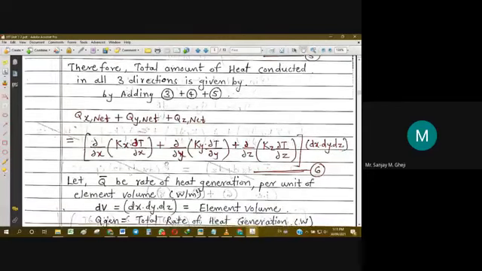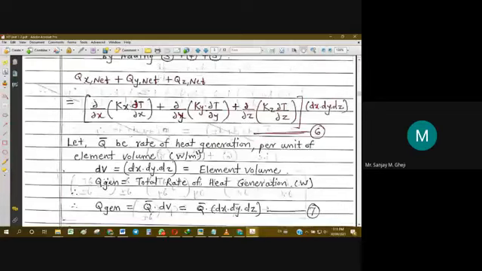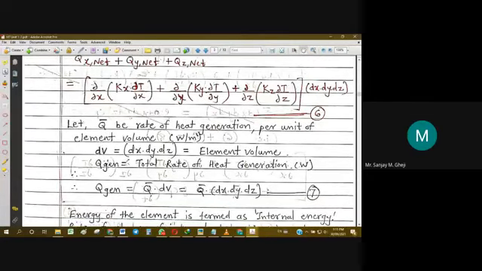This is just one result for all the heat transfers conducted into and out of the element. Now let us see what is happening within the element, due to the heat generation in the element. Let Q bar be the rate of heat generation per unit volume in the element. So the SI unit will be watt per meter cube. Q bar is the rate of heat generation per unit volume.